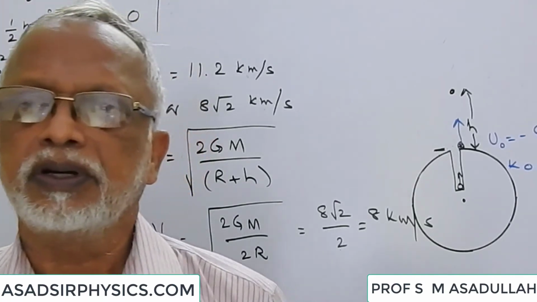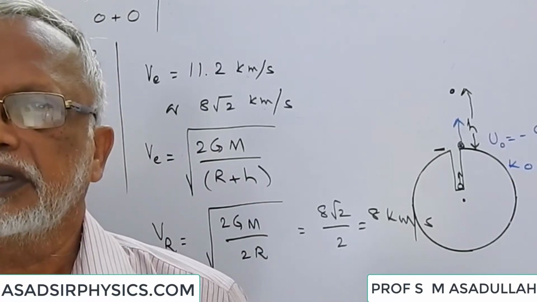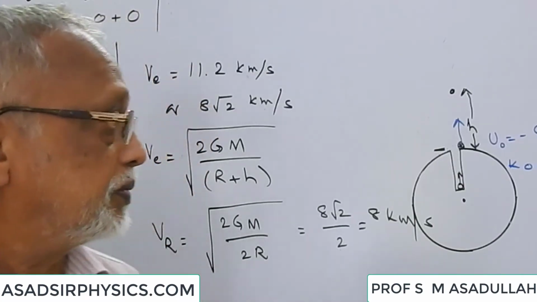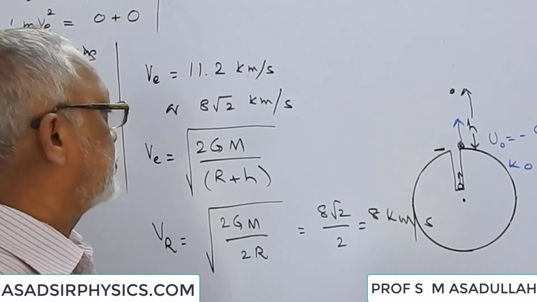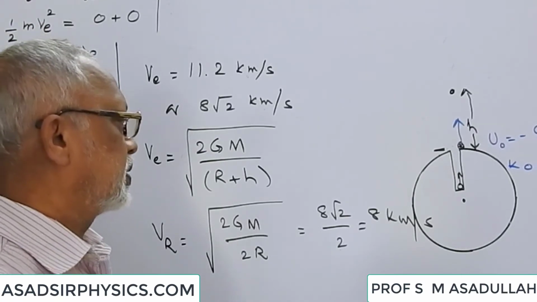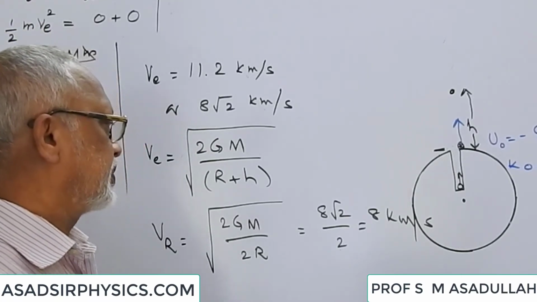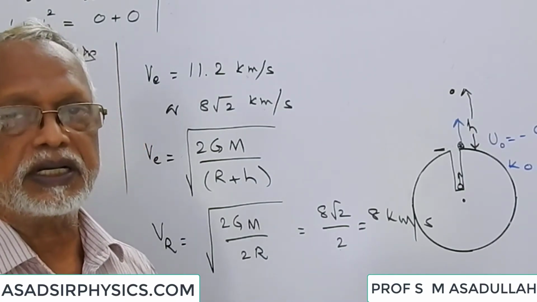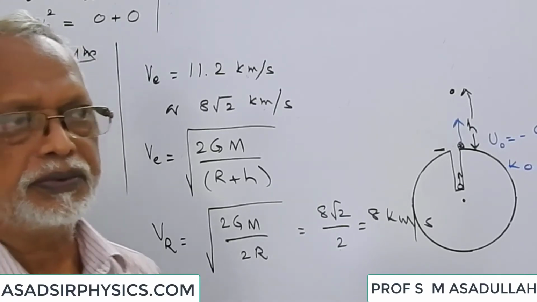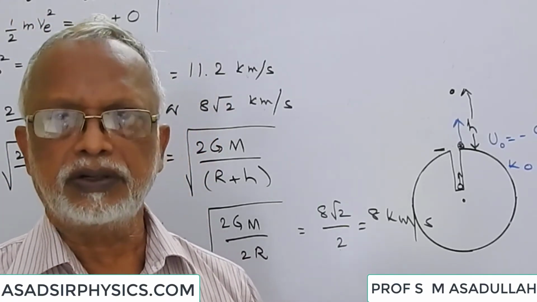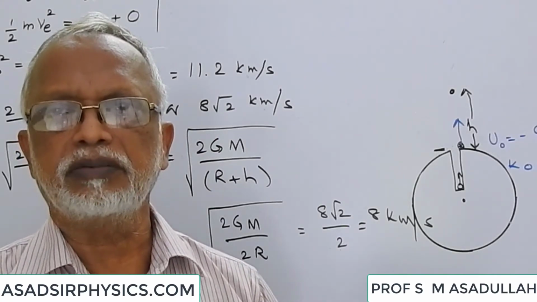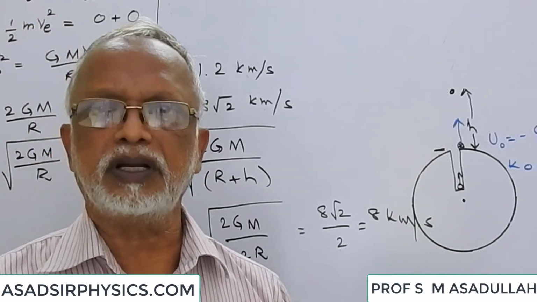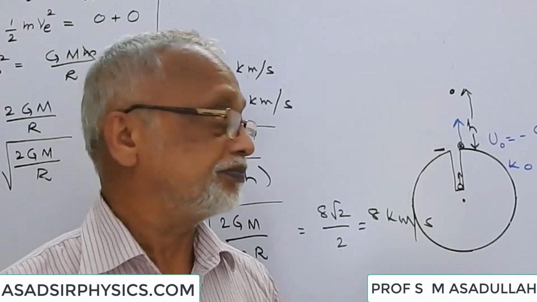If it is projected up from the center of the earth, then the escape velocity will be equal to 11.2 root 2 kilometers per second. 11.2 root 2 means it will be 16 kilometers per second. 11.2 is 8 root 2 into root 2, that is 16 kilometers per second. Then the body will escape. How I have arrived at that formula, we'll consider after some time.